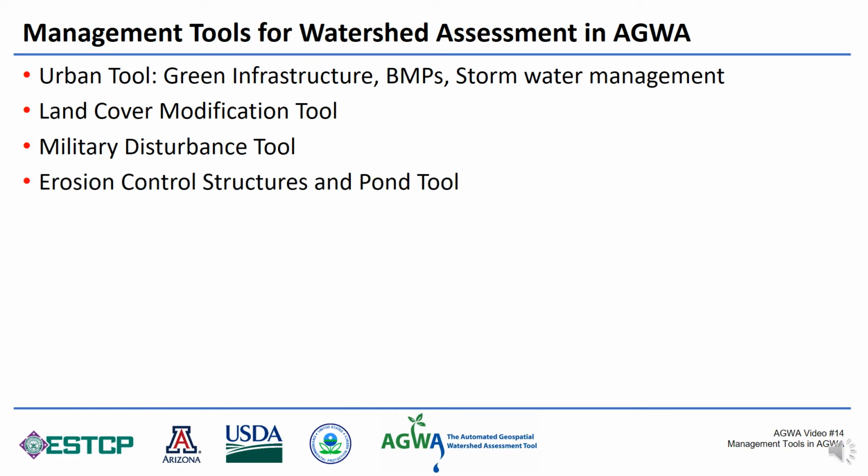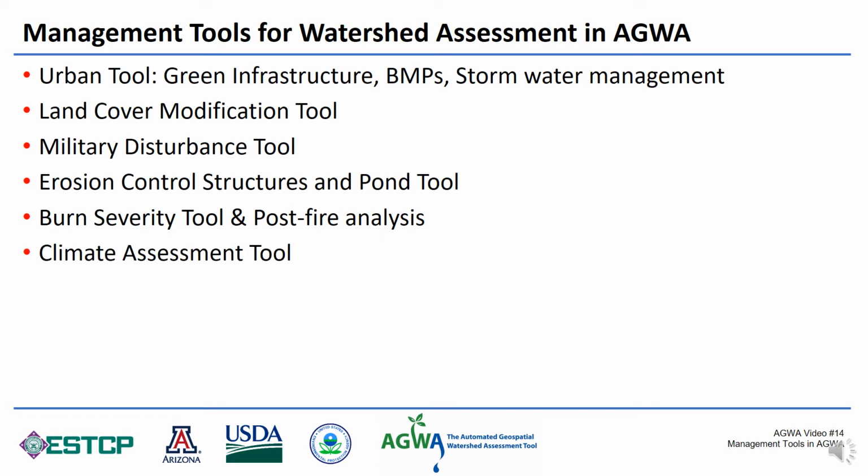The Erosion Control Structures and Pond tool evaluates these structures for stormwater management. The Burn Severity tool applies a burn severity map to evaluate fire impacts on runoff and erosion. The Climate Assessment tool allows the user to modify climate data for future scenarios. And the Multi-Point Multi-Watershed tool is a time savings tool that models multiple watersheds at once. Now we'll look at each tool in more detail.